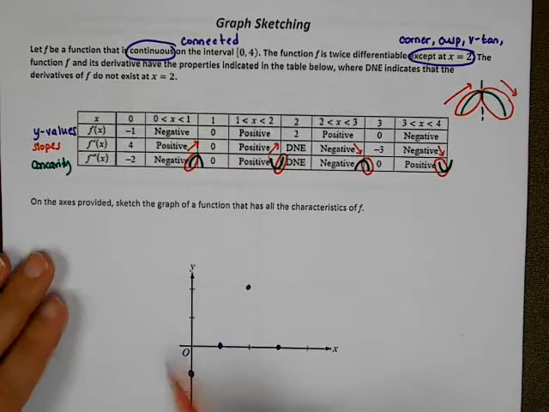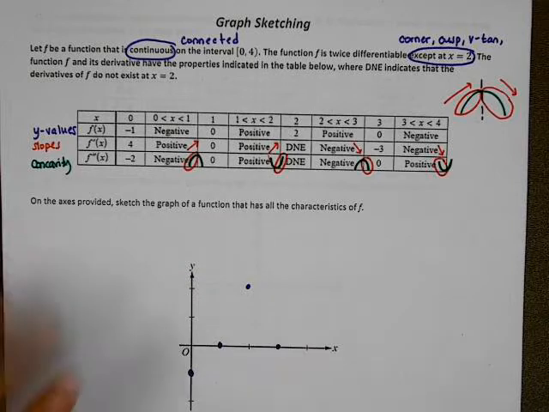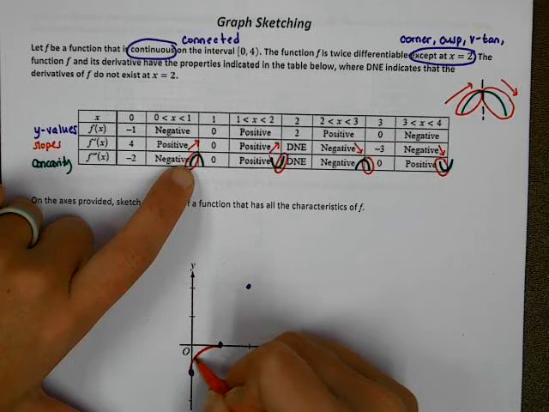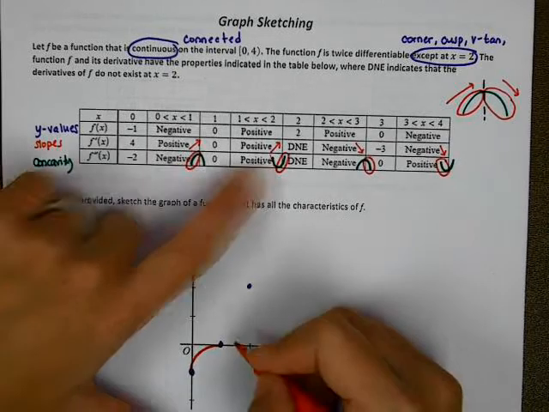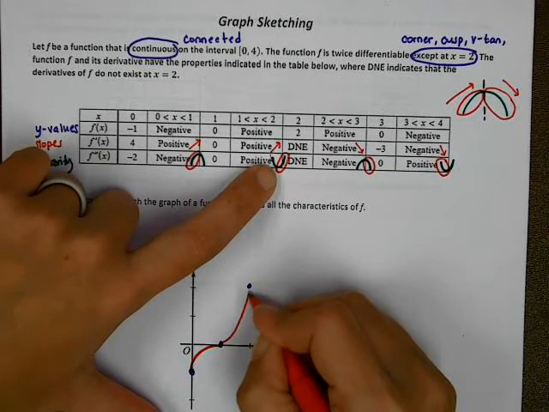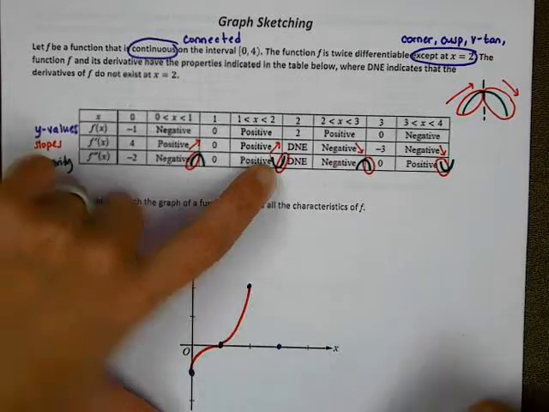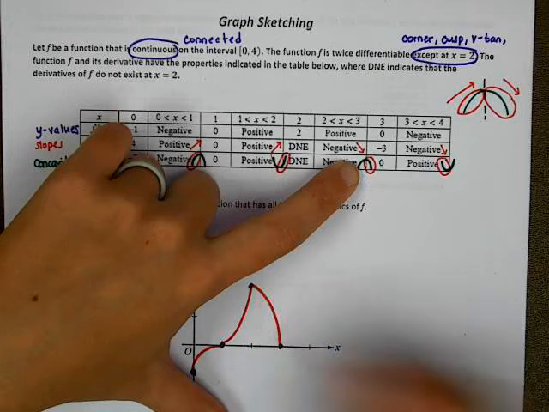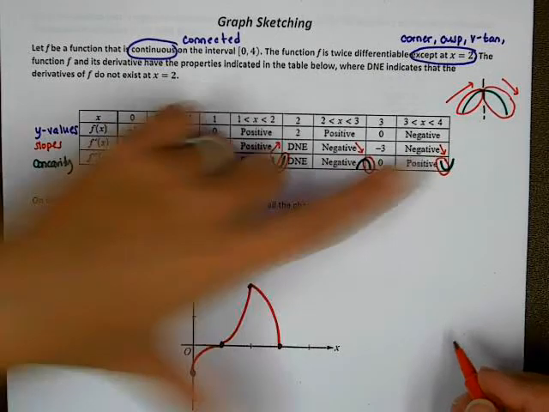I'm just going to connect these dots with those shapes. The first shape should look like this. The second shape should look like this. The next shape should look like this. And the last shape should look like this.